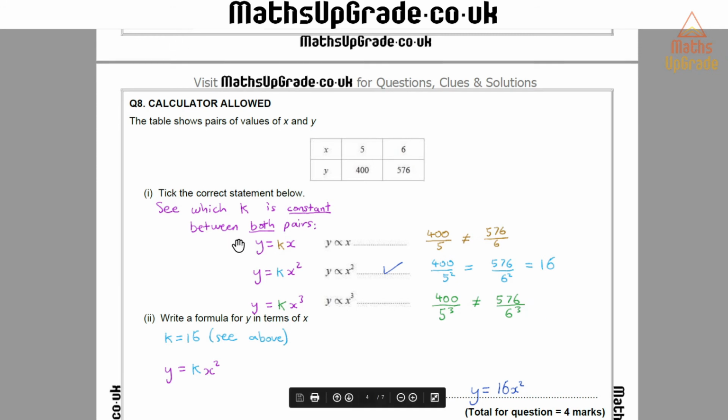Question 2, you need to write a formula for y in terms of x. Well, I've essentially got that. Since I found the constant as being 16, no matter which pair of values you use, I can just say y equals 16 times x squared. So there's your 4 marks for that question.